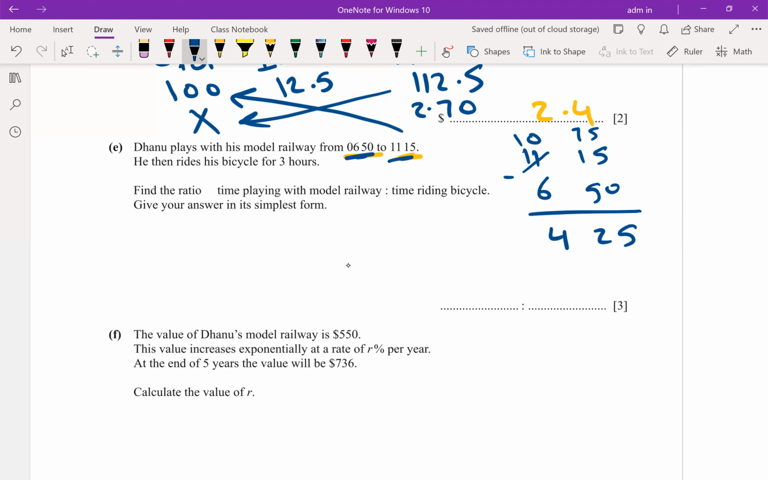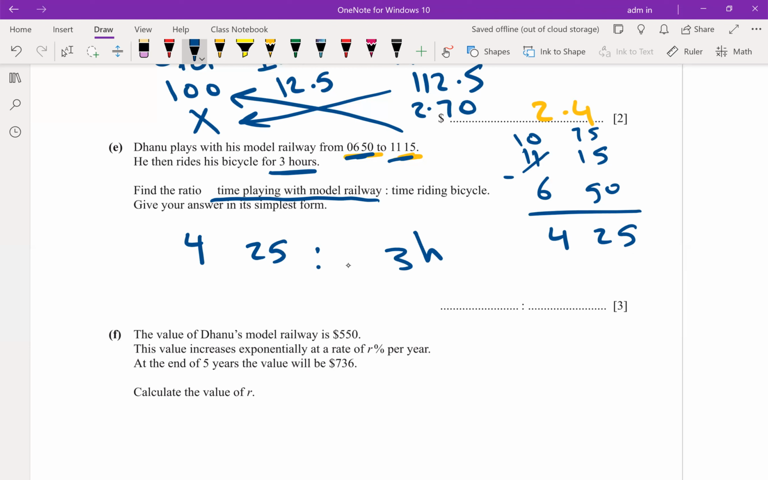Then he rides the bicycle for 3 hours. Find the ratio. When I ask you to get the ratio, you can write it as a simplified fraction. But how come it's hours and minutes? You can write all as minutes, then simplify. What is the ratio of the first one? 4 hours and 25 minutes. The second one is 3 hours.